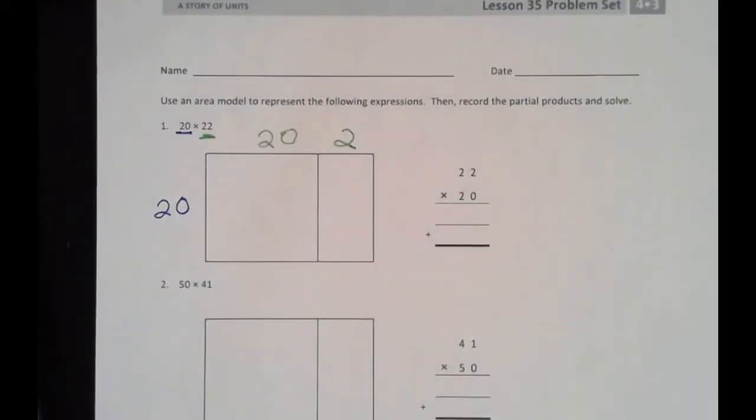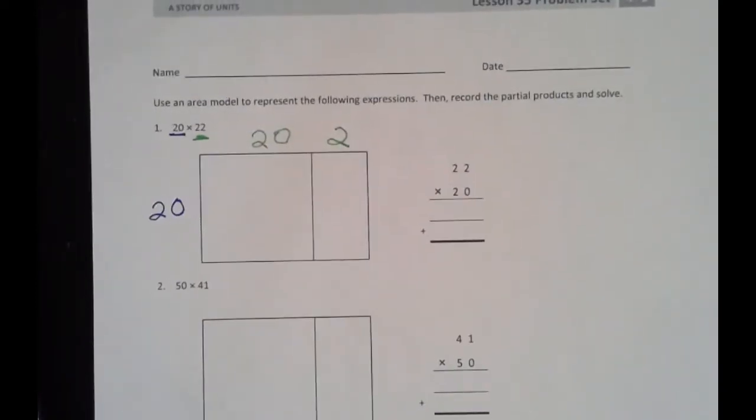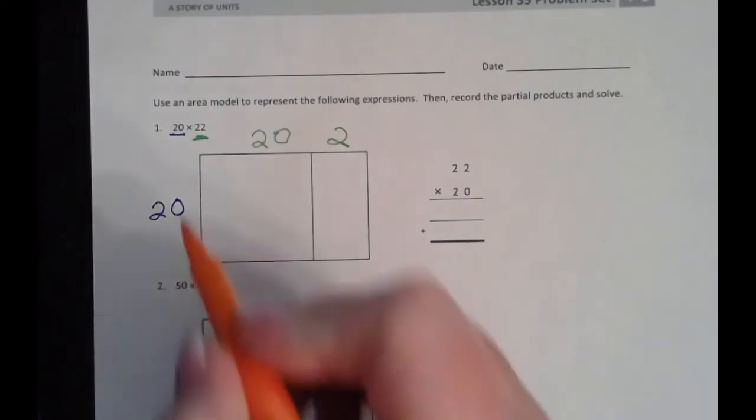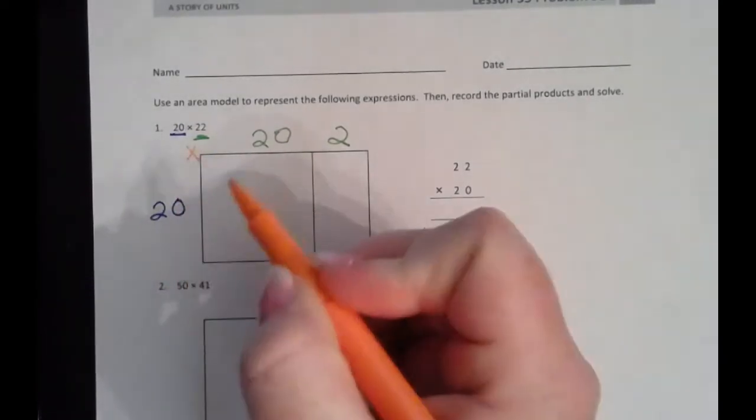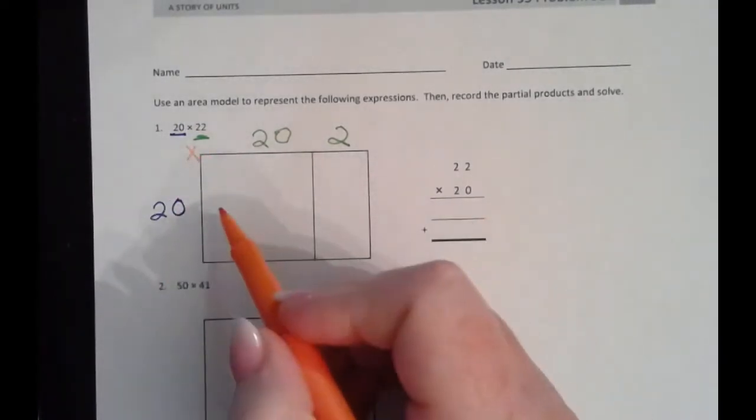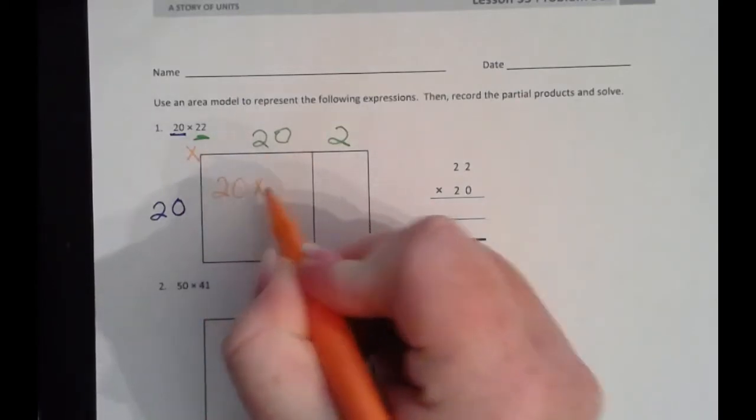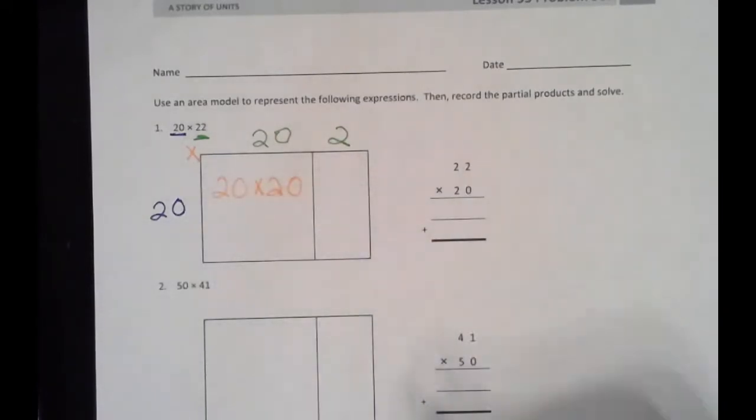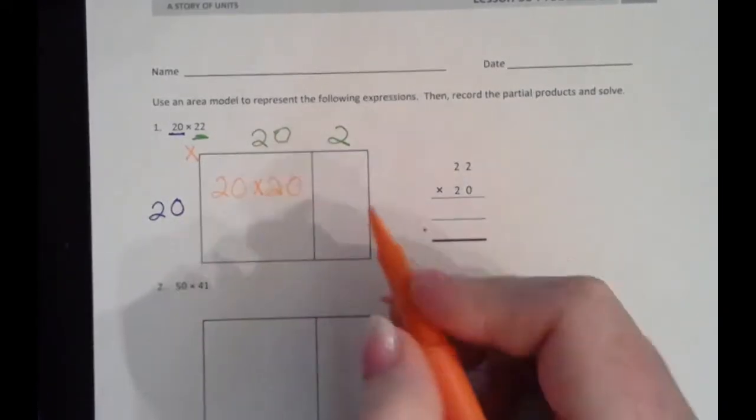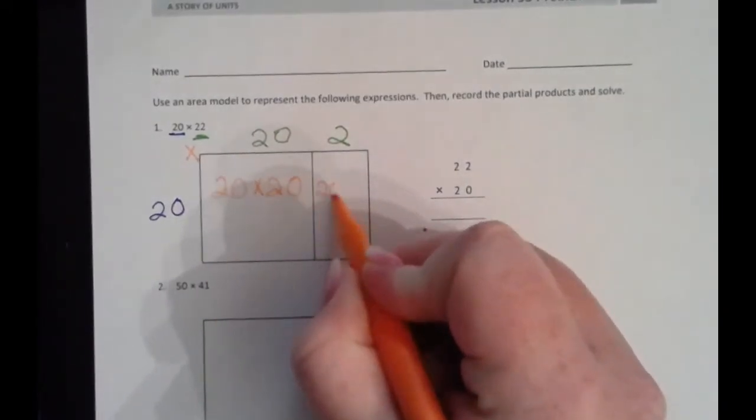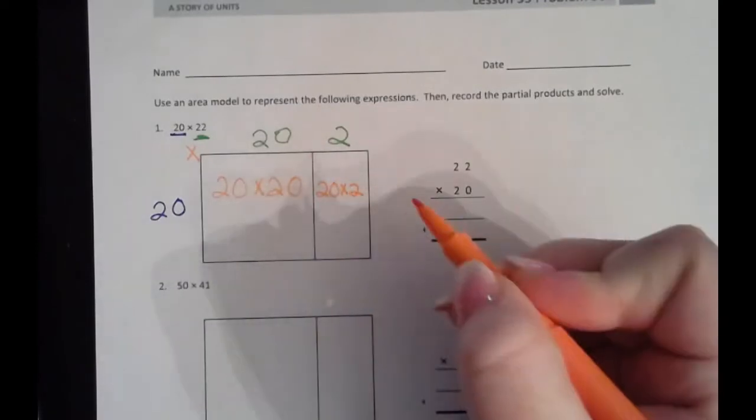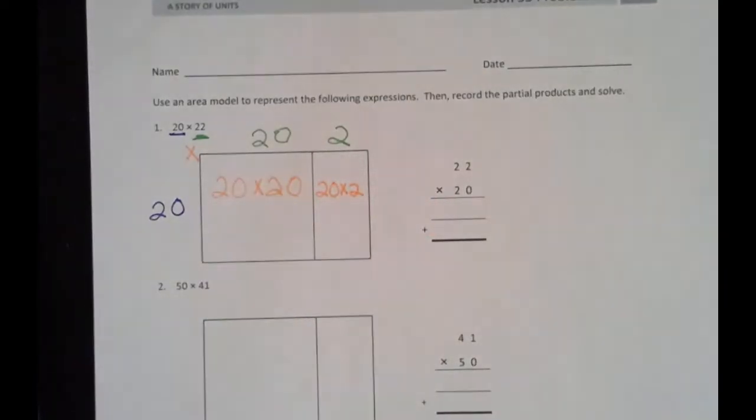Okay. Now, just like we did with our area models back several weeks ago, we're now going to multiply what we see here. So if you need to put your reminder right there, go ahead and do that. So in this big large box here, I'm going to have 20 times 20. Okay, and then over here in the smaller box, I'm going to have 20 times 2. Okay. So now I have 20 times 20 and 20 times 2.